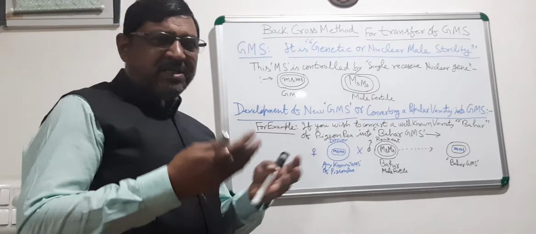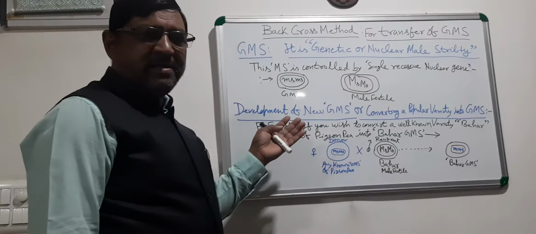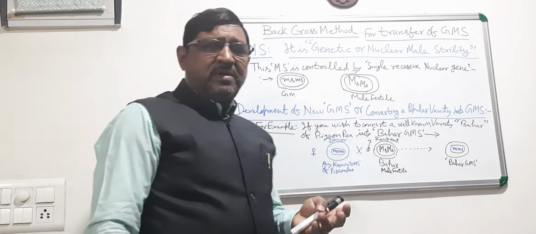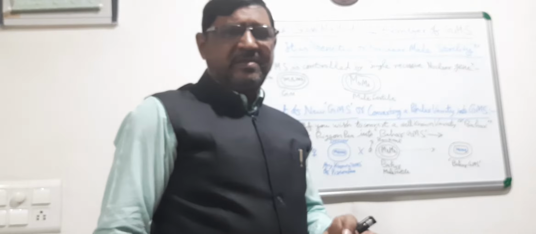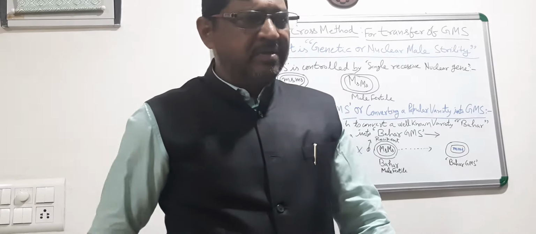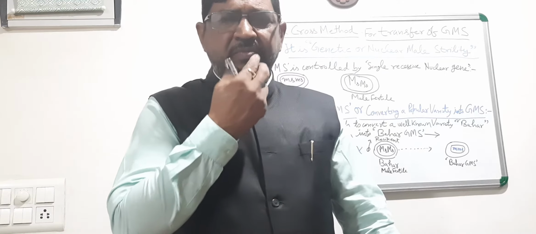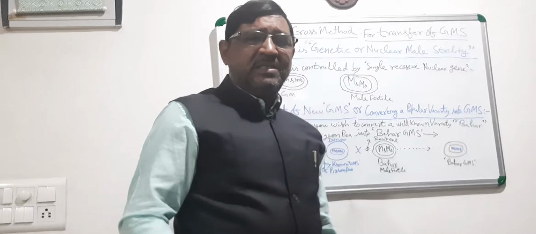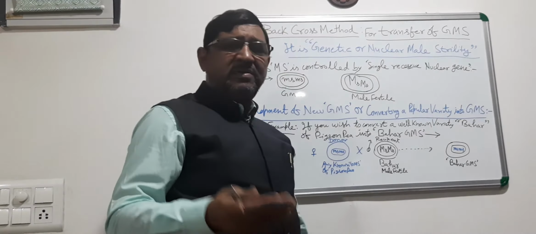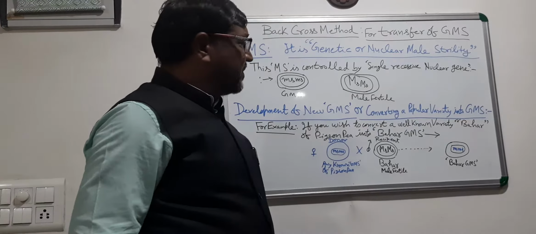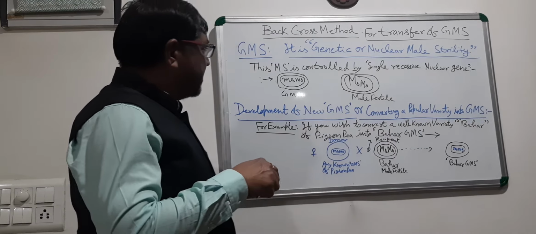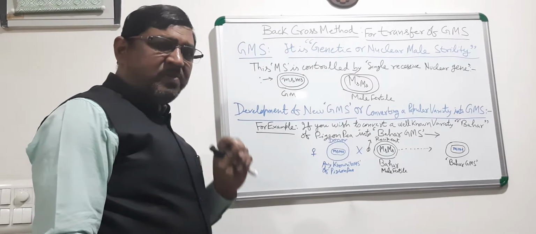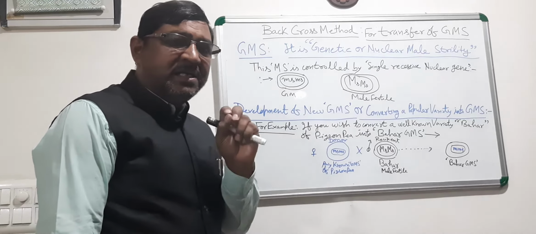So in general, it is found in a few cases that there are genes controlling GMS by a dominant gene, as has been observed in safflower. But generally this is the situation: GMS is controlled by a single recessive gene.